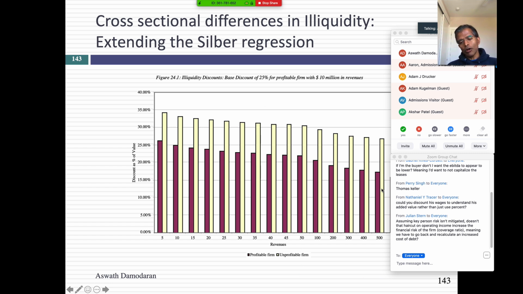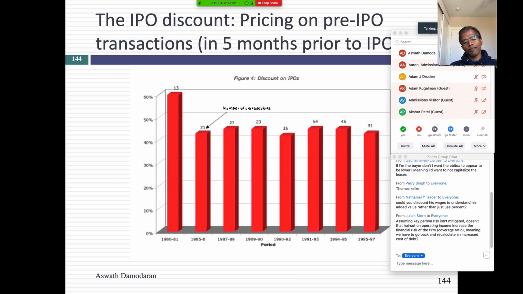You're saying, why are there two columns? I also looked at money losing versus money making companies. A money making company with $500 million in revenue should have a discount of about 17%. A money losing company with about $5 million in revenue should have a discount closer to 35%. What I'm arguing for is, let's not use a 25% discount for every company, because it should be different across companies. And the Silber study gives me a way of quantifying the discount. But I'm still staying within the restricted stock universe.